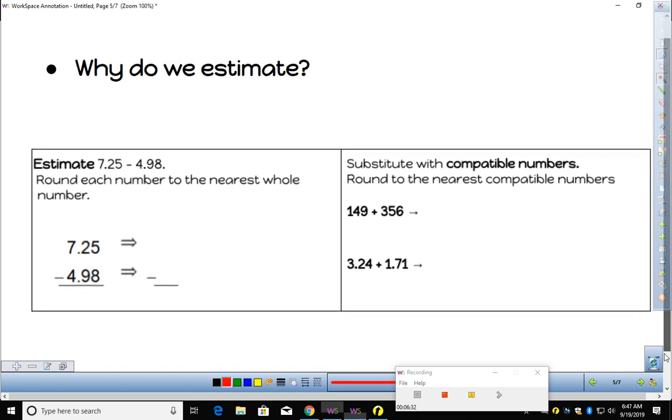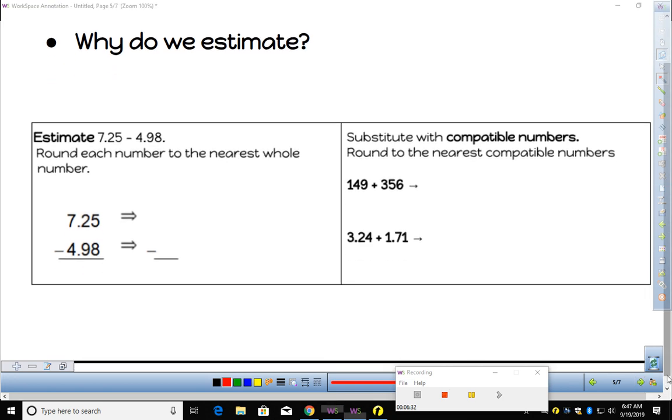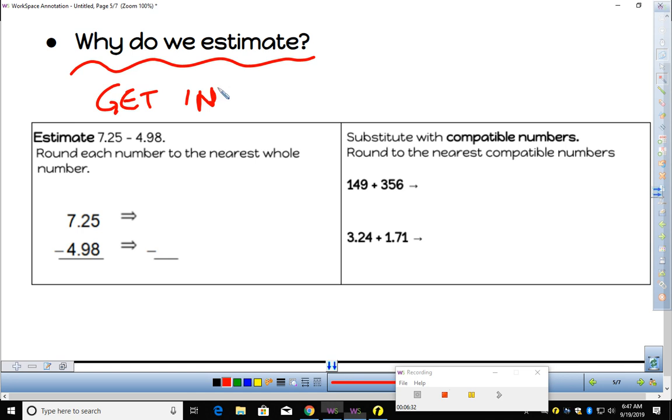All right, one more thing to talk about here is estimation. The question about why do we estimate is not in your notes, but it's a pretty important one. The general idea about estimating is so that we can get in the ballpark. We want to be close. We want to be close for a couple reasons. One, it might help us check our answer. That's pretty important. See if we're reasonable, see if it makes sense.